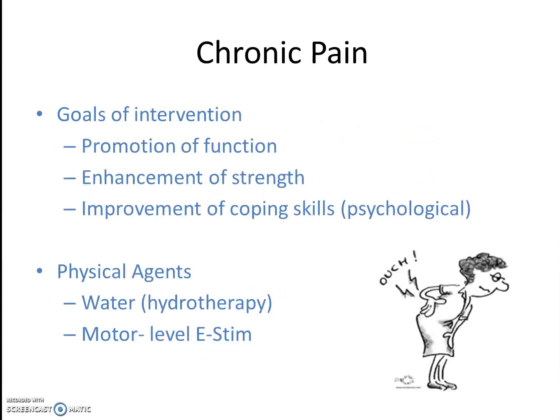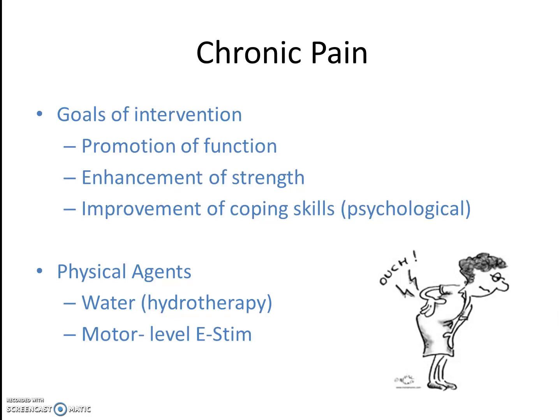Chronic pain, this is pain that does not resolve within a normal recovery time. Now, normal is all relative. Every person is different. By definition, we typically say chronic pain is pain that lasts more than 6 months. However, again, that is going to be variable. With chronic pain, the underlying pathology is essentially healed. So the goal is to more focus on promoting function, enhancing strength, and improving patients' coping skills. And there's definitely going to be a psychological component to chronic pain.